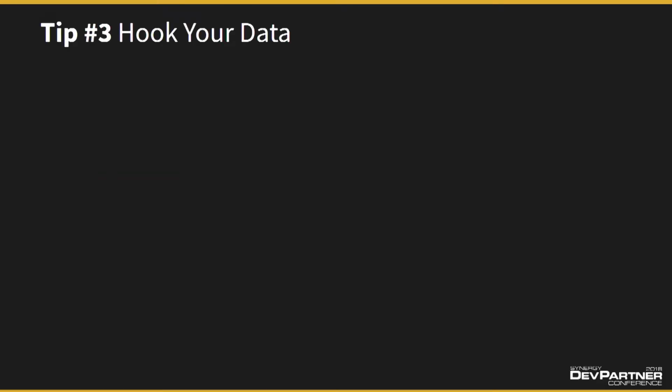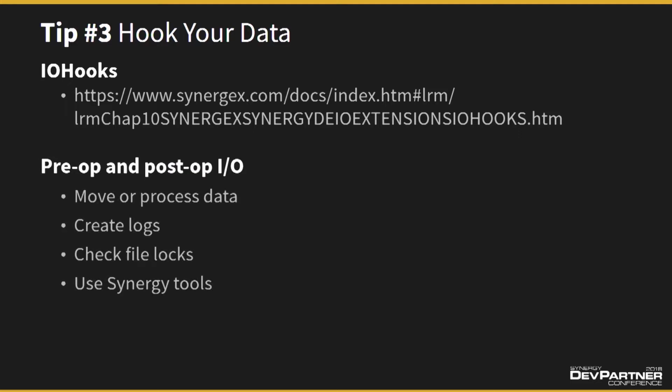So, tip number 3 is hook your data. We've been talking a lot about IO hooks, and of course I just followed Steve, and IO hooks was talked about a lot with the SQL replicator. There's actually a lot of utility with IO hooks, and we're continuing to develop it with new features. IO hooks is great for your pre-operation and post-IO operations. You can use it with a lot of our other tools that I'll talk about when we're talking about data. It's really great for that.